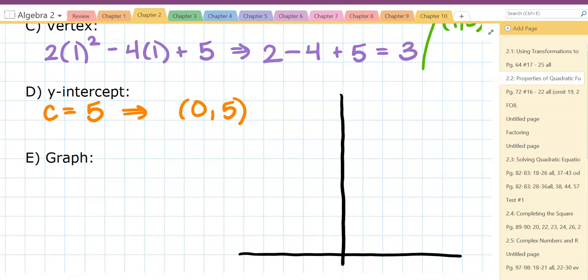So starting with my vertex at 1, 3, remember this is where that imaginary line would go. My y-intercept is at 0, 5. So where do I want to draw another point? Across the blue line, right? I want to reflect the y-intercept point. So that's 0, 5, which is 1 to the left, so I want to go 1 to the right and draw a new point.